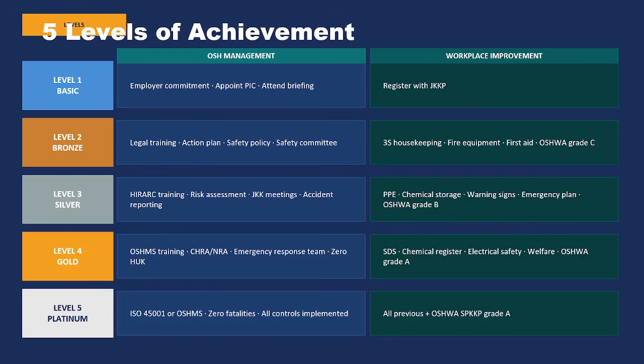Level 5, Platinum. The highest level. The company must have an ISO 45001:2018 certification or a practiced OSHMS. 0 fatalities at the workplace in the current year. All recommended control measures must be implemented. Safe work procedures must exist for all plant and machinery activities. And the OSHWA SBKKP audit must achieve Grade A. Notice how the levels align perfectly with the Plan Do Check Act cycle that we discuss when we cover OSHMS.